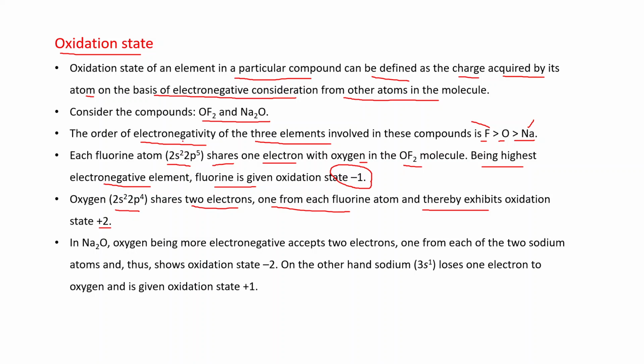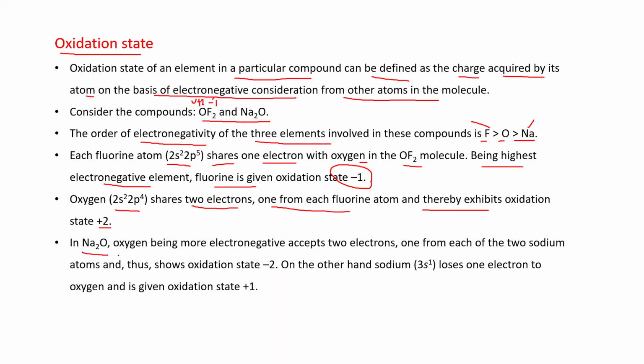Simply, we can say in this the oxidation state of fluorine is -1 and the molecule is neutral. That's why the oxidation state of oxygen will be +2. We can say oxygen is less electronegative compared to fluorine. That's why the oxidation state of oxygen is positive and the oxidation state of fluorine is negative.